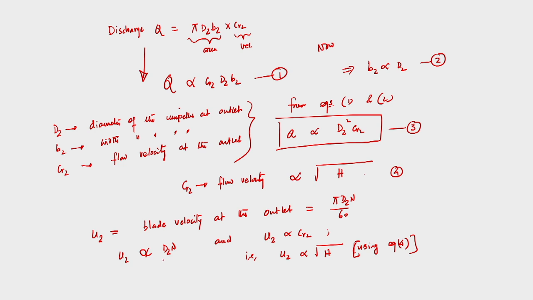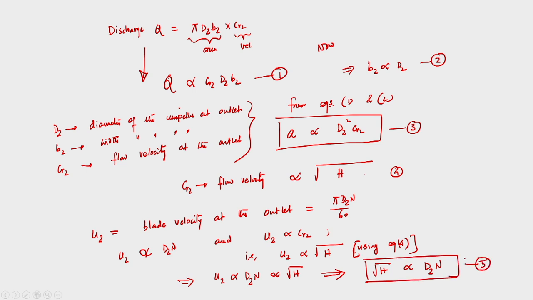On the other hand, u2 varies as d2 into n. So, from this what I can write is that u2 varies as d2 into n, that is diameter of the impeller at the outlet and speed of the pump, which itself varies as root of h. That means root h varies as d2 into n. So, this is the equation 5 that I obtain.